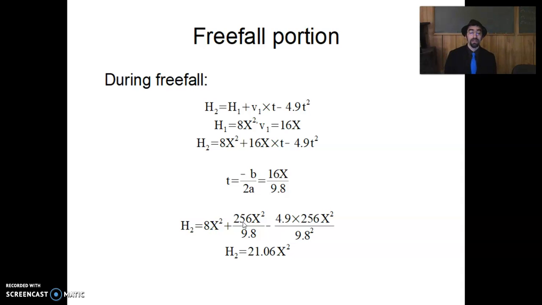And we know that h1 equals 8x squared. We know that v1 equals 16x, right? We just calculated that before. And so we just plug those in. We get h2 equals 8x squared plus 16x times t minus 4.9t squared.